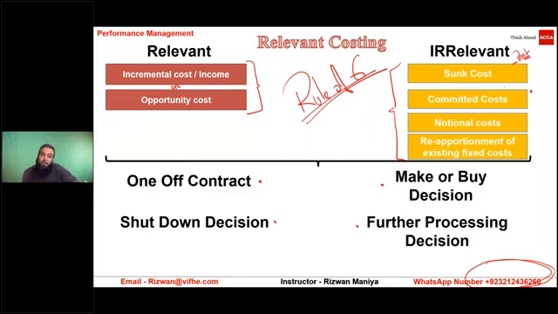Committed cost will be paid in future. Will be paid in future, but the commitment to pay the particular thing, the commitment has been done in the past.